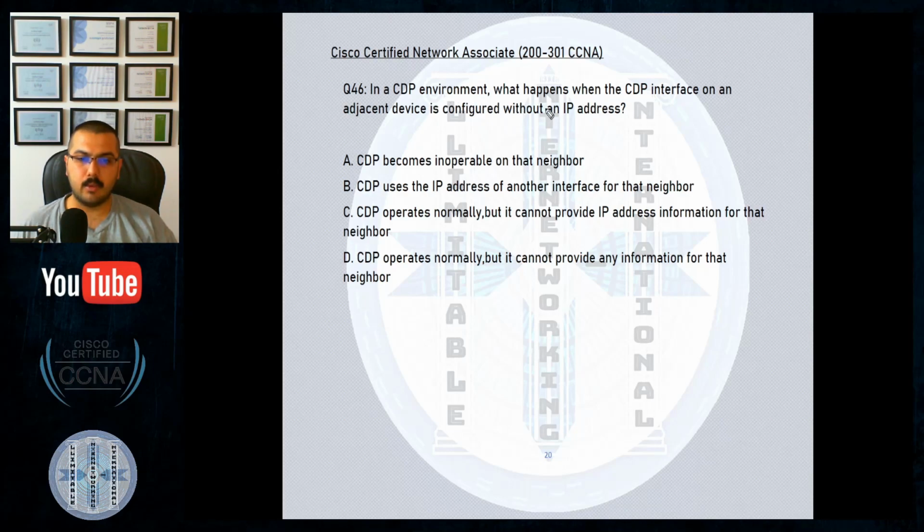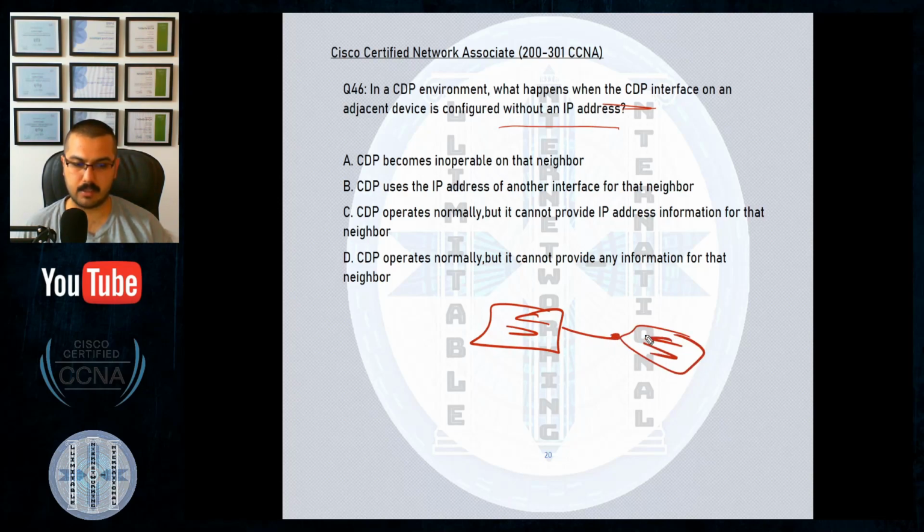In a CDP environment, what happens when the CDP interface on an adjacent device is configured without an IP address? CDP operates in layer 2. Let's say that they are switches. They will not even have IP addresses. So if those devices do not have IP addresses, they will still negotiate some information like system MAC address, port MAC address, system platform, software version, and just like we said, the native VLAN and some other information, trunking information maybe, or VTP.